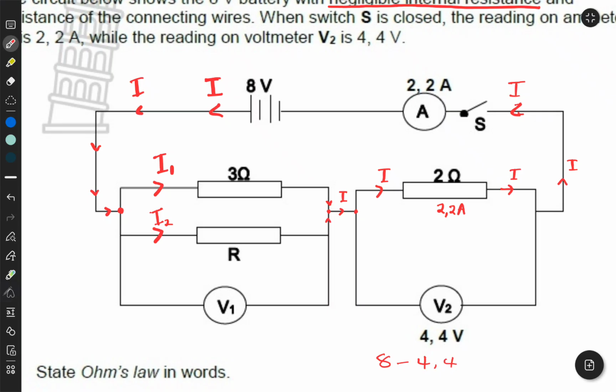That's something like 3.6. Right, so 8 minus 4.4, yes, 3.6. So the remaining 3.6 volts goes to V1. V1 will measure the voltage of the parallel combination. So what that means is the 3 ohm resistor will get 3.6 volts, and then the R ohm resistor will also get 3.6 volts. Now why does that make sense?